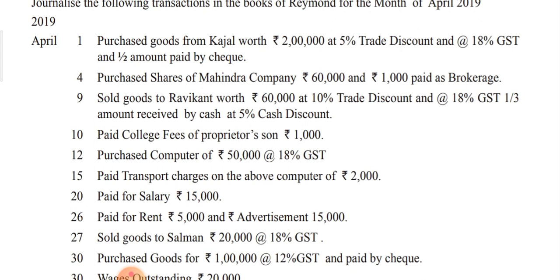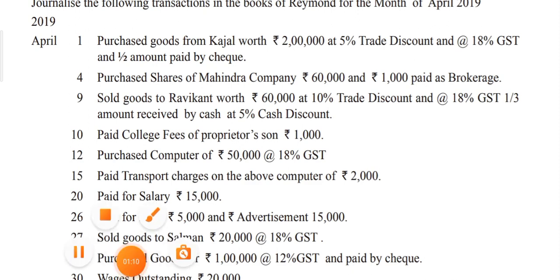Now the first entry is what? Purchase goods from Kajal worth rupees 2 lakh at 5% trade discount and at 18% GST and half amount paid by check. Now all of you just pay attention. If we are purchasing some goods at a 5% trade discount, that trade discount we will not consider in our journal entry. What you simply have to do is calculate the 5% trade discount and minimize that much amount from 2 lakh.